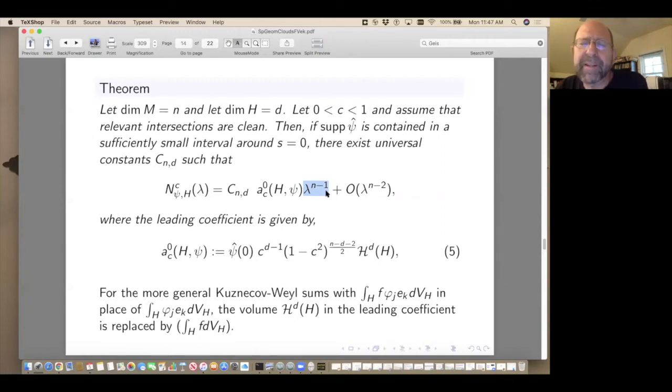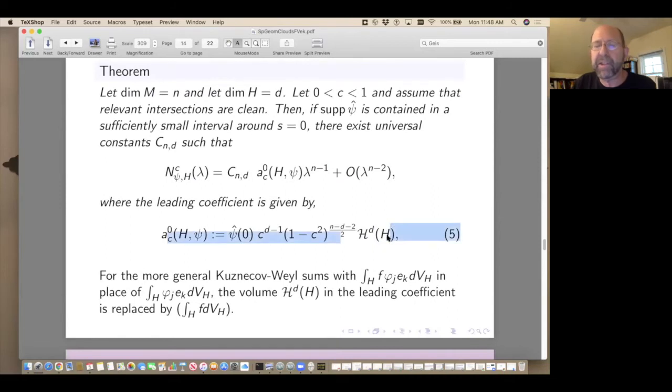A weird thing about this a priori, though it's actually not weird once you understand what's going on, is that the power of lambda here does not depend on the codimension of H. It's the same whether H is one-dimensional or n minus one-dimensional. It's one degree lower than a Weyl sum would be, which would be lambda to the n. So this is one dimension lower, and there's a very nice reason why that is true. And the leading coefficient depends on c. The power of lambda does not depend on d, but the leading coefficient does.